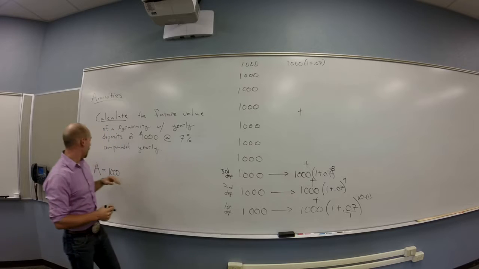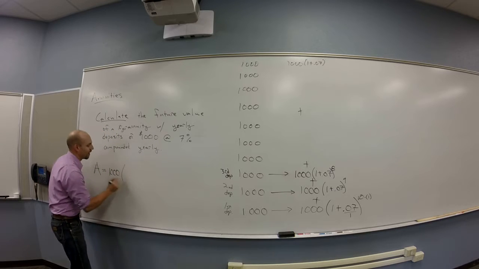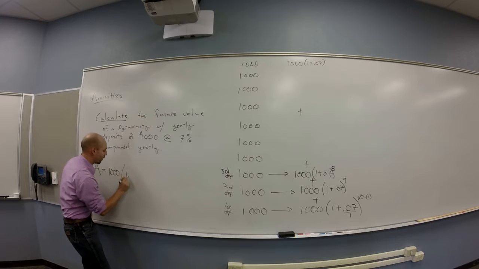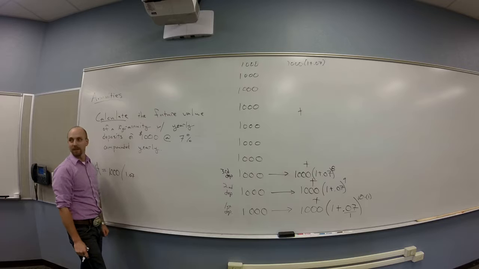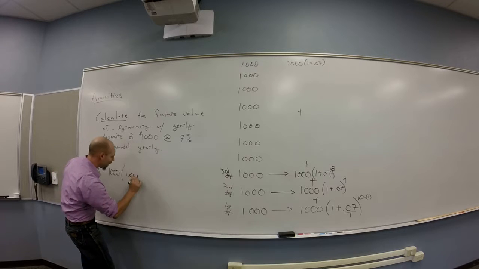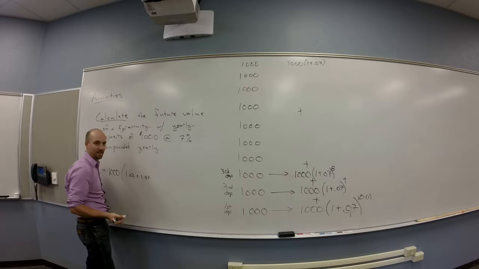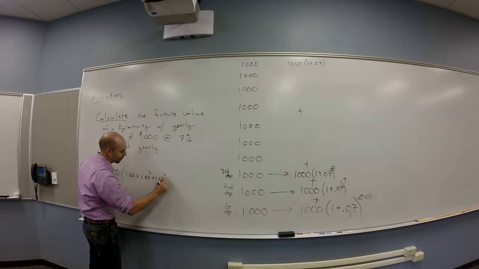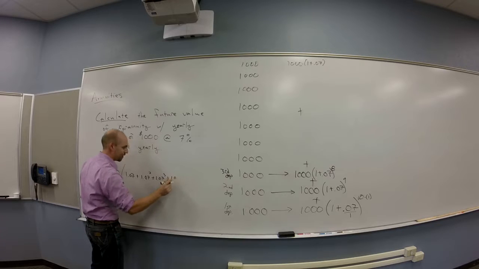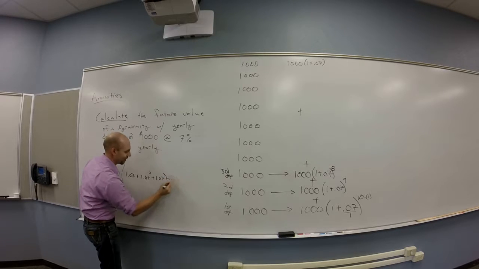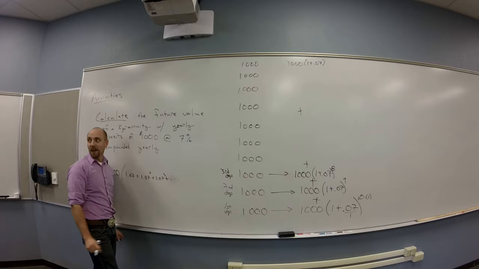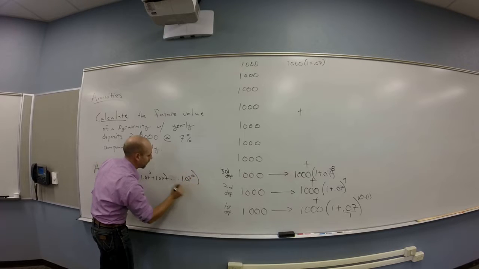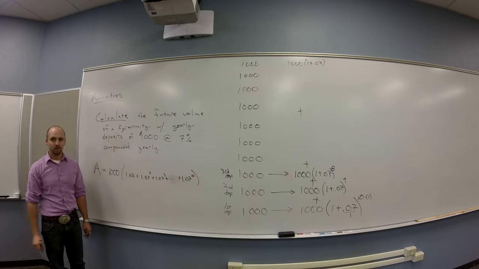All right, so what I've got is 1,000 times, up at the top there's 1.07, plus 1.07 squared plus 1.07 cubed, dot dot dot. And what's the last one? 1.07 to the 10. You guys cool with this?